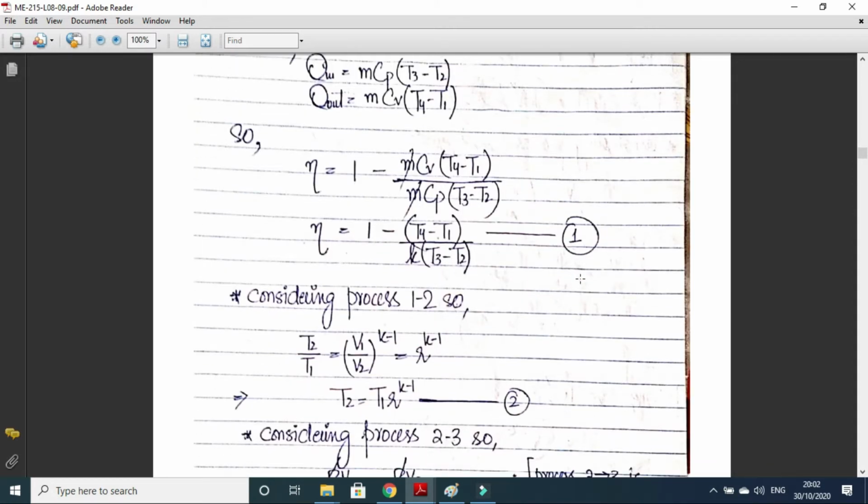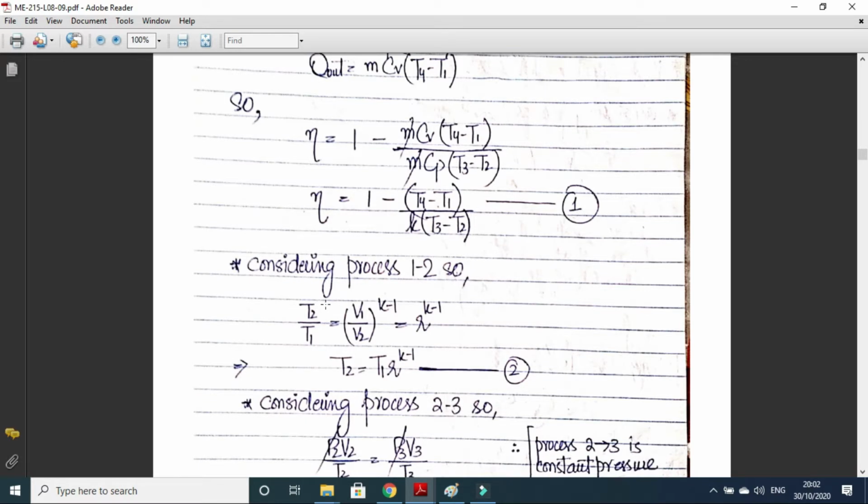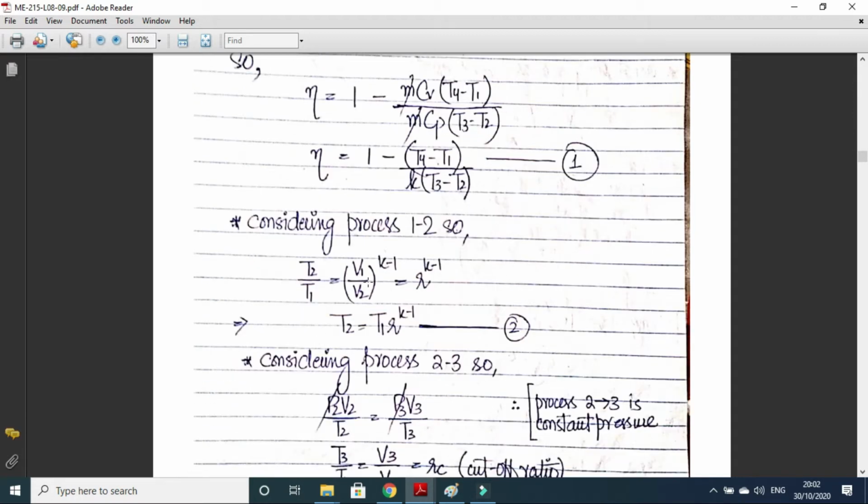Now what we can do is bring all the temperatures in terms of compression ratio, cutoff ratio, and initial temperature. Then we can put the values here and simplify. So let's start with process 1 to 2. For process 1 to 2, we can use the isentropic relation: T2 upon T1 is equal to (V1 upon V2) to the power k minus 1. V1 upon V2 is R, so T2 will be equal to T1 R to the power k minus 1.